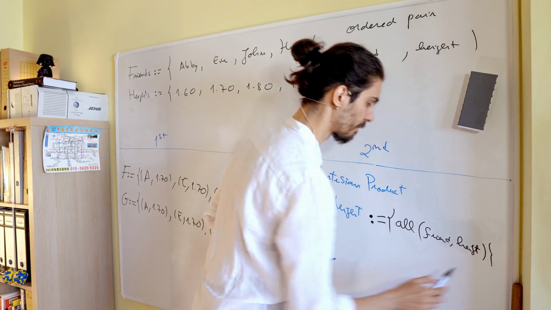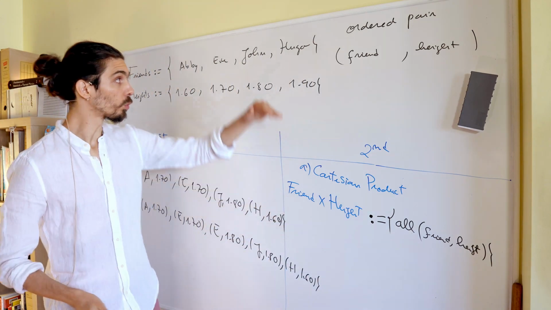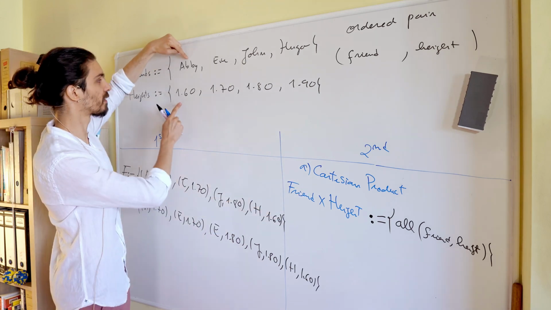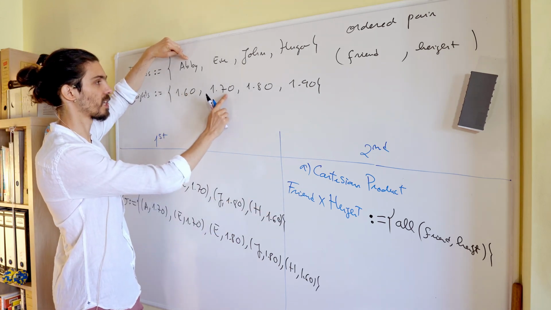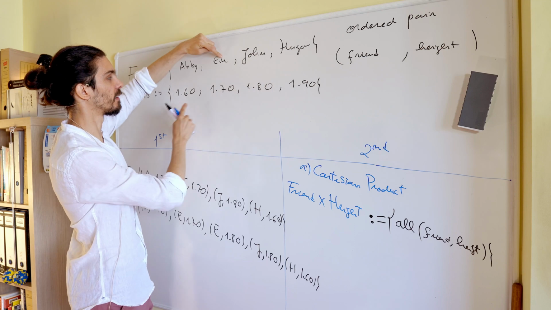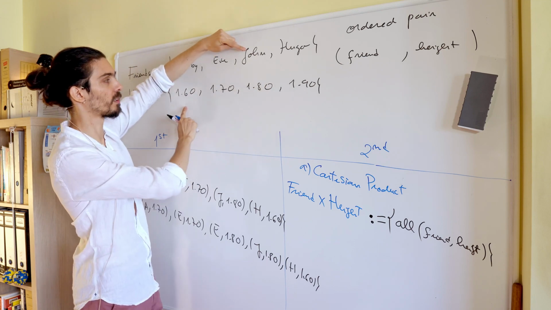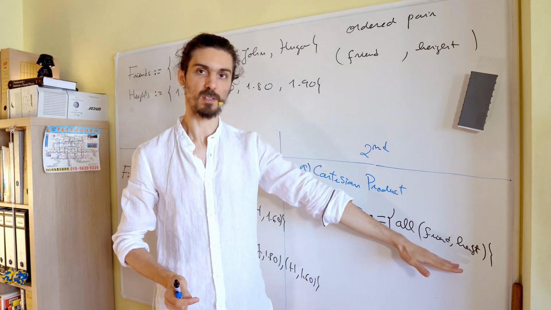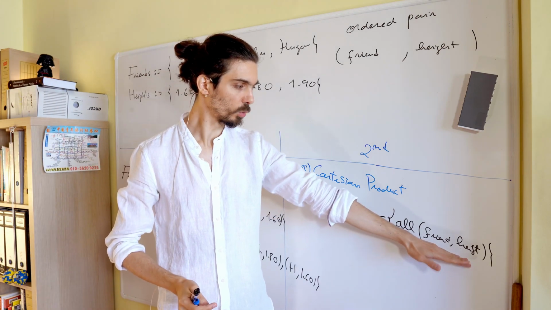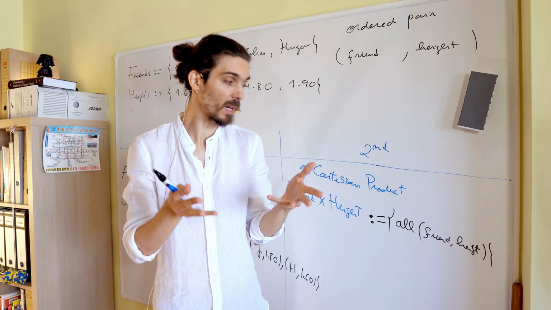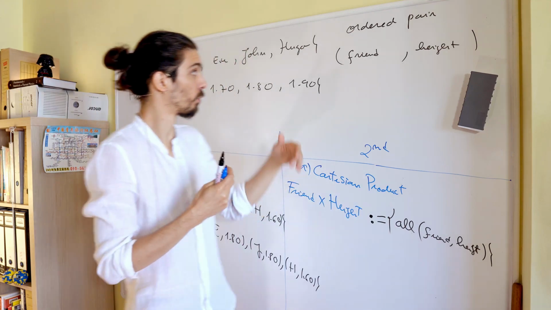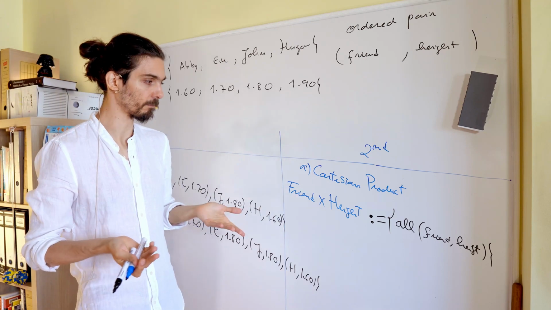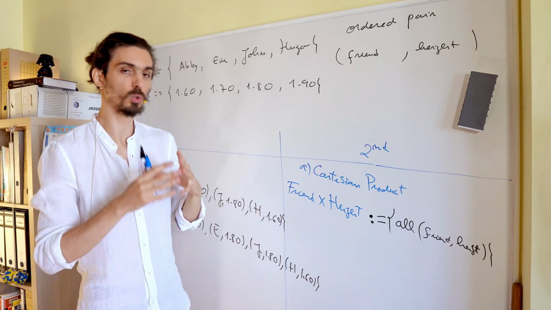You don't want to list all possible combinations. For example, this set would contain Abby 160, Abby 170, Abby 180, Abby 190. Then again, Eve 160 through 190, John again 160 through 190, and same for Hugo. I don't want to list everything, so I just use this shorthand notation to explain what I would have to do to construct all possible combinations, all pairs of that form. So it is just to save time.